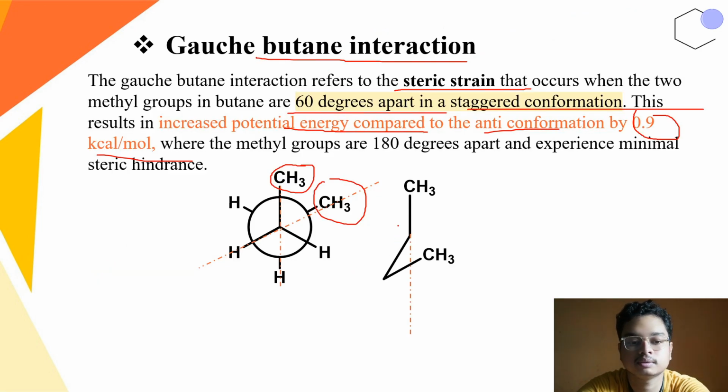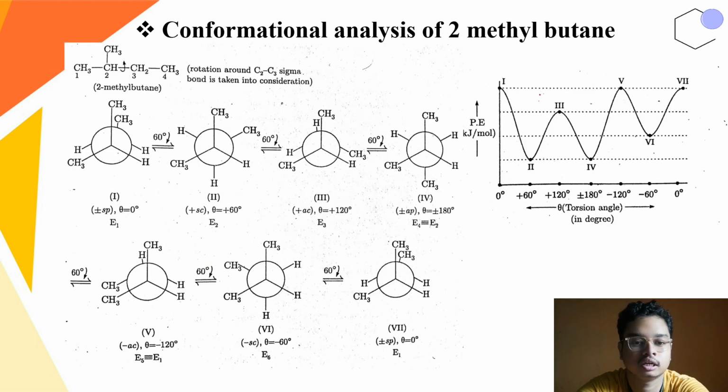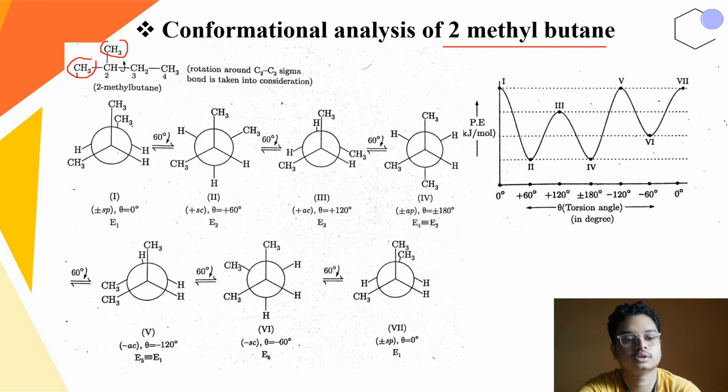Now let us move to a more complex structure, that is 2-methylbutane. Here you can find 2-methylbutane is something like this, where the 2-methyl group is present here. In the eclipsed form, when the bond rotation is 0 degrees, two methyls are eclipsed, whereas this particular methyl is also eclipsed with this particular hydrogen.